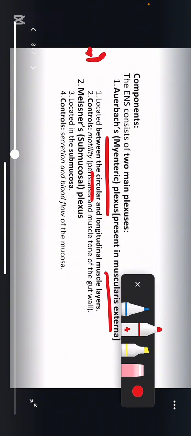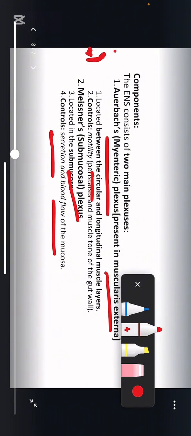It controls motility, peristalsis and muscle tone of the gut wall. So myenteric plexus controls motility. Then there is the submucosal plexus, that is also called Meissner's plexus. It is located in the submucosa and it controls secretions and blood flow of the mucosa.